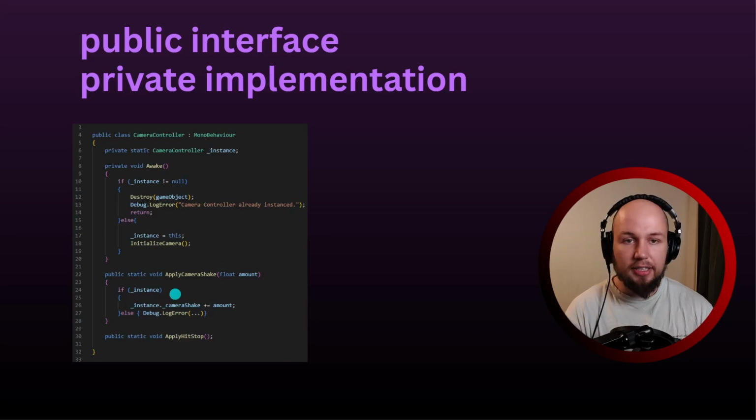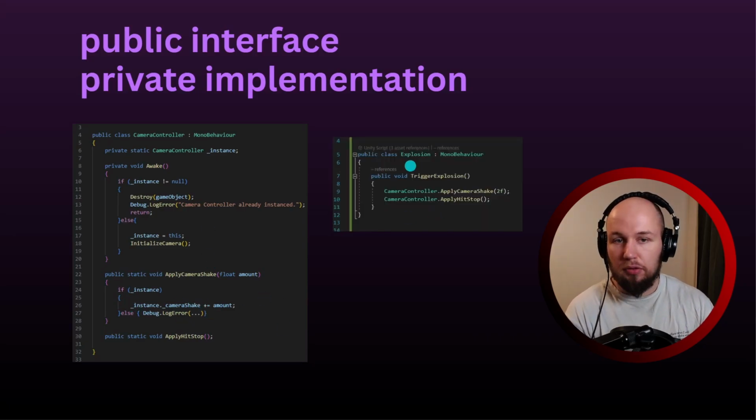So now what this does is, if we don't have a camera controller in the scene, there won't be an error. Instead, nothing happens and we can log something to the console. And if we do have a camera controller, then the effect takes place.